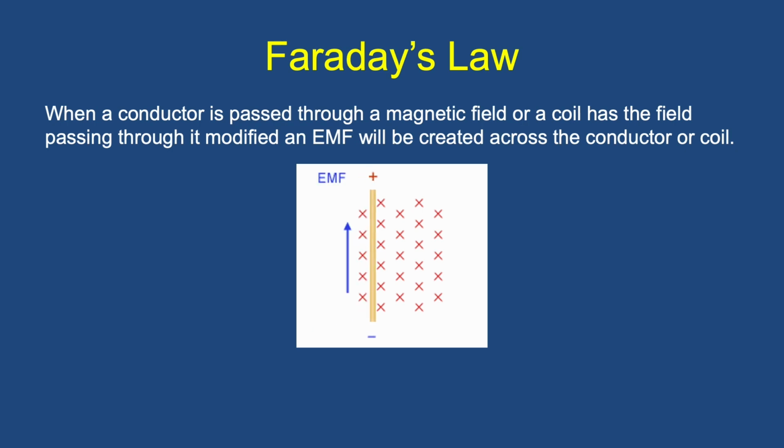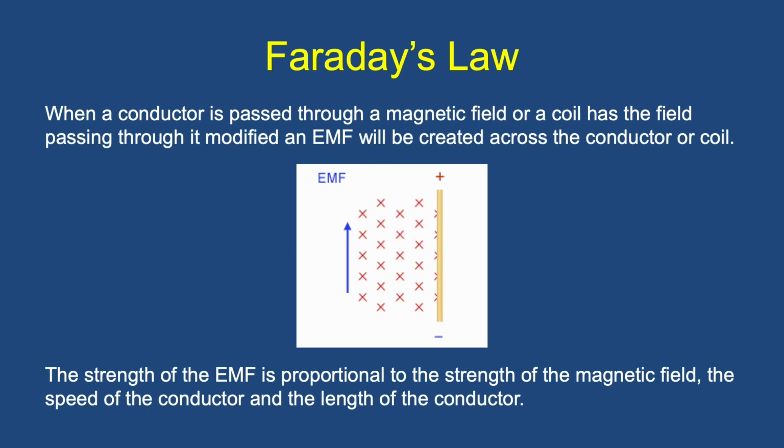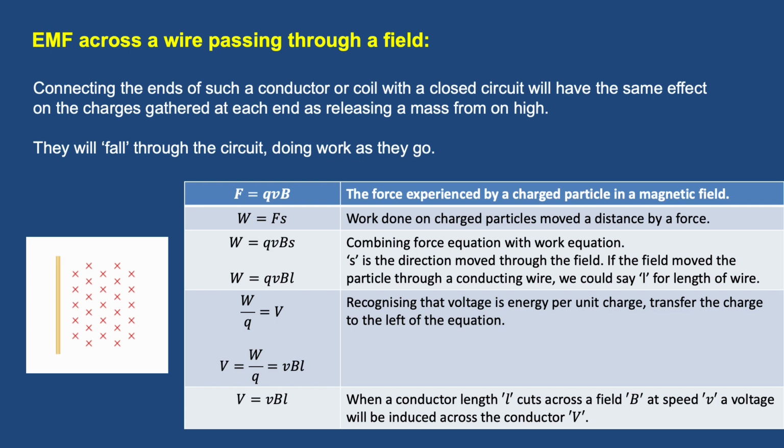And we have said that the EMF in that conductor of wire, in simplest terms, is equal to VBL, where little v is the velocity of the conductor as it moves across the field, capital B is the field strength in Tesla, and L is the actual length of wire immersed in the magnetic field as it goes across. That equation VBL does depend on everything being perpendicular, nice and uniform as well. The strength of the EMF is proportional to the strength of the magnetic field, the speed of the conductor, and the length of the conductor.